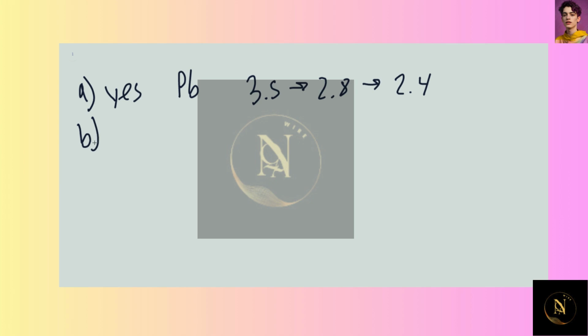B asks which metal was not reduced, and that would be zinc, because zinc went from 2.7 to 3.2 to 3.7. So zinc increased, it was not reduced.